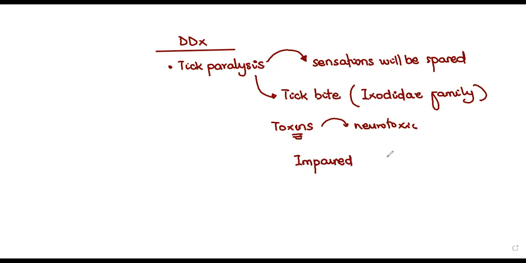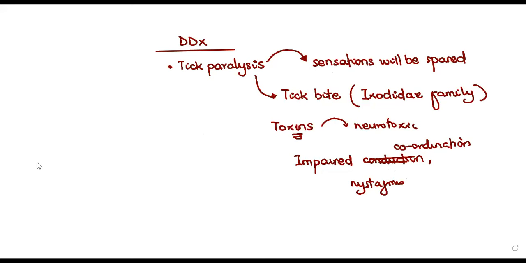Apart from the weakness, you have impaired coordination, sorry. So dysdiadochokinesis is there and all that. And then you have nystagmus. So the paralysis is reversible. When you identify the tick, then remove it, after some time the patient will regain his strength. That is for tick bite, okay?